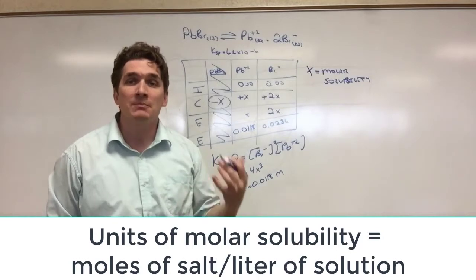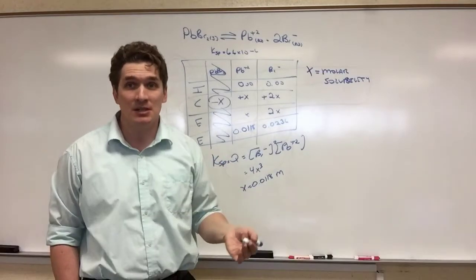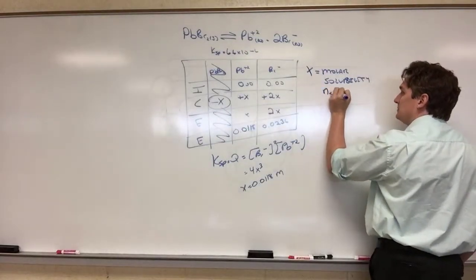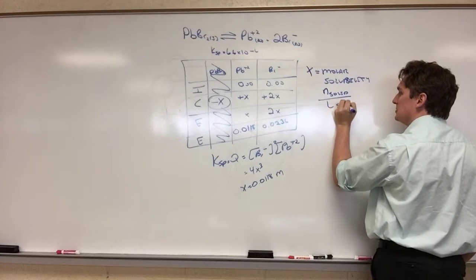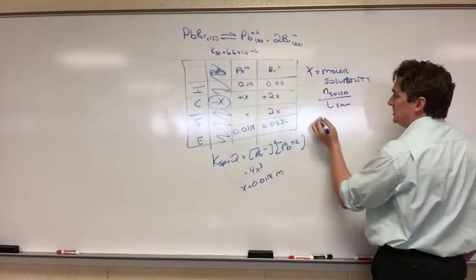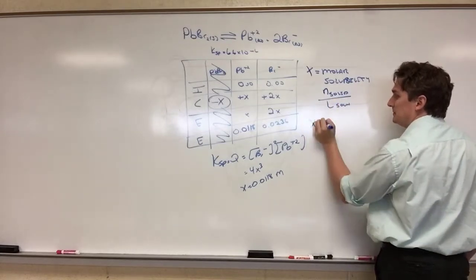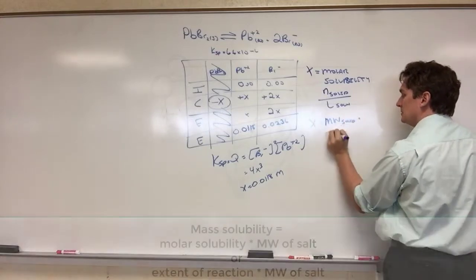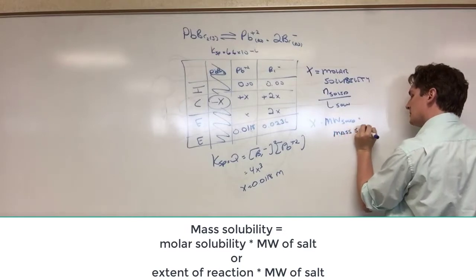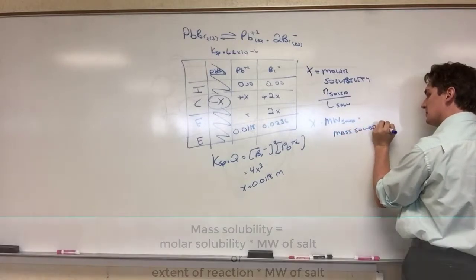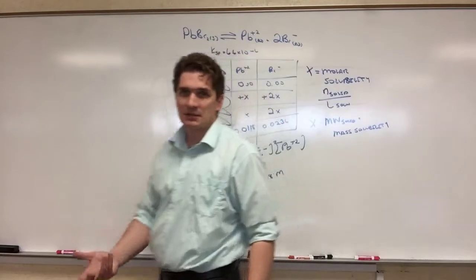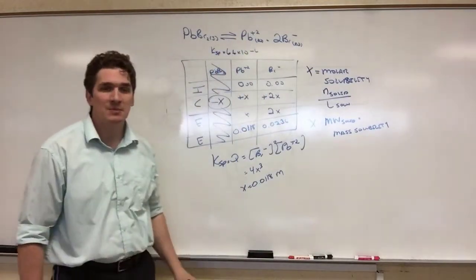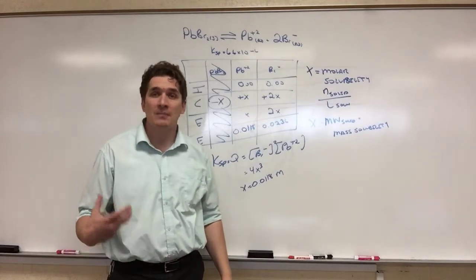And those are the units of molar solubility, moles of solid per liter of solution. Now let's say we want to go to the mass solubility. This is actually just as equally easy. We've got our molar solubility, which is defined as moles of solid per liter of solution. To get our mass solubility, all we have to do is take our molar solubility and multiply by the molecular weight of the solid. So if we take our extent of reaction and we multiply by the molecular weight of whatever the parent salt is, in this case PbBr2, this will give us our mass solubility.